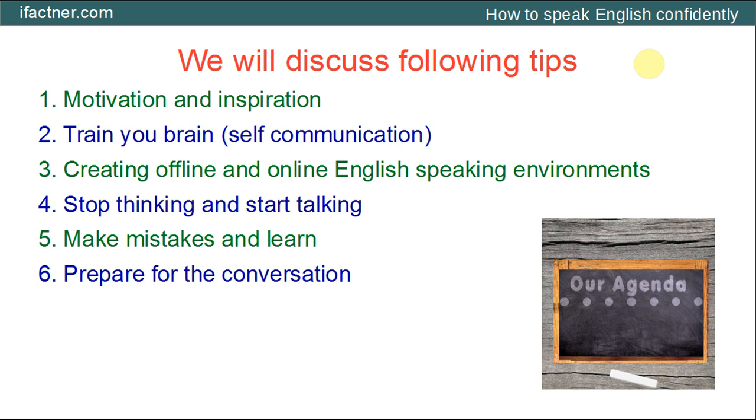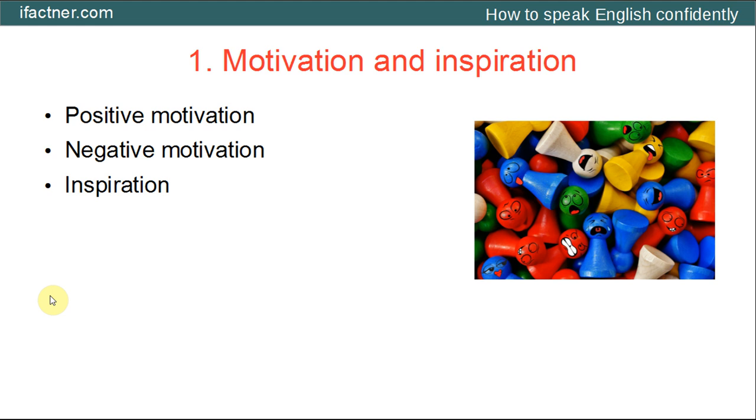As with all things, speaking proper and perfect English confidently needs practice. Following are the 6 tips to help you become a confident and fluent English speaker. Number 1 is motivation and inspiration. Number 2 is train your brain, self-communication. Number 3 is creating offline and online English speaking environments. Number 4 is stop thinking and start talking. Number 5 is make mistakes and learn. Number 6 is prepare for the conversation. Let's discuss each tip in detail.